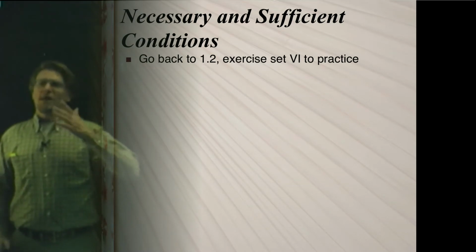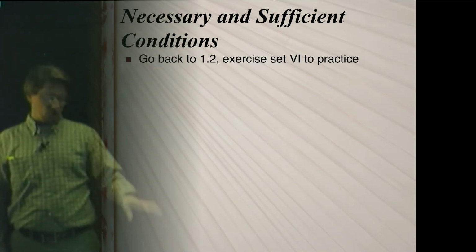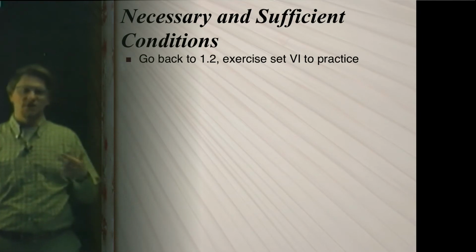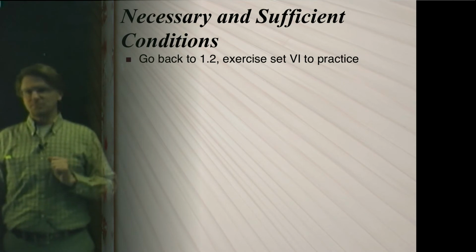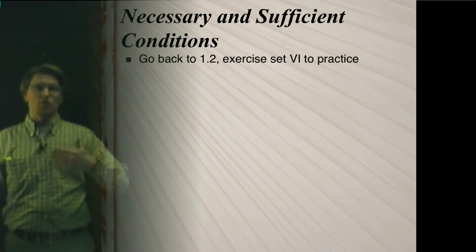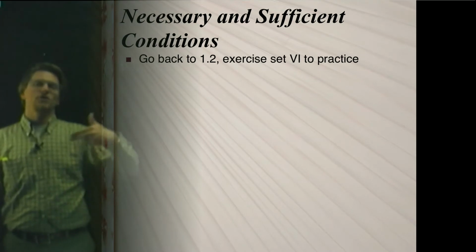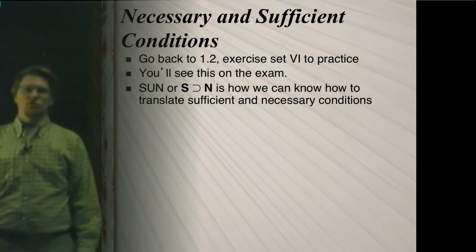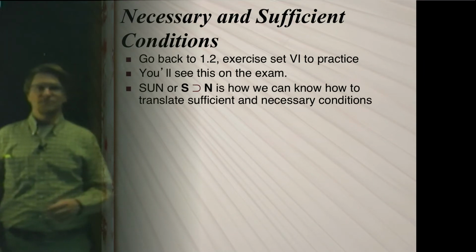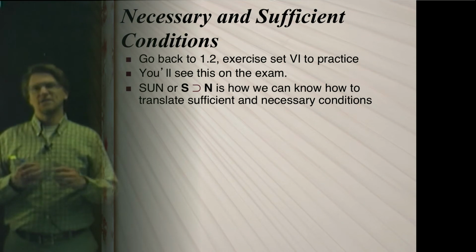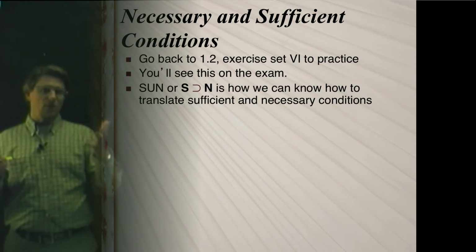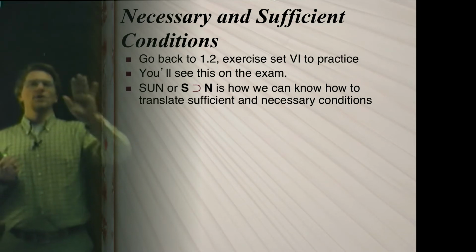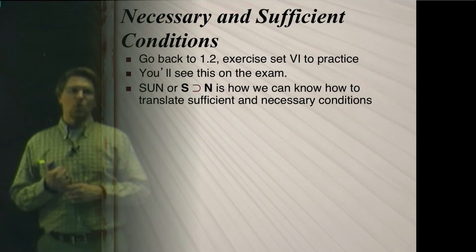Nonetheless, you will see this kind of exercise on the exam, so do the rest of these problems from 1.2, exercise set 6, because you'll see this on the exam. I'll give you blanks to fill in with either necessary or sufficient in order to make the statements true. But I'm going to ask you to go beyond that, because then I'm going to ask you to translate those statements into the symbols of propositional logic. And the way you can do this is by using this little formula, SUN, or S horseshoe N. What that is simply telling us is that sufficient conditions go on the left side of the horseshoe and necessary conditions go on the right side of the horseshoe.